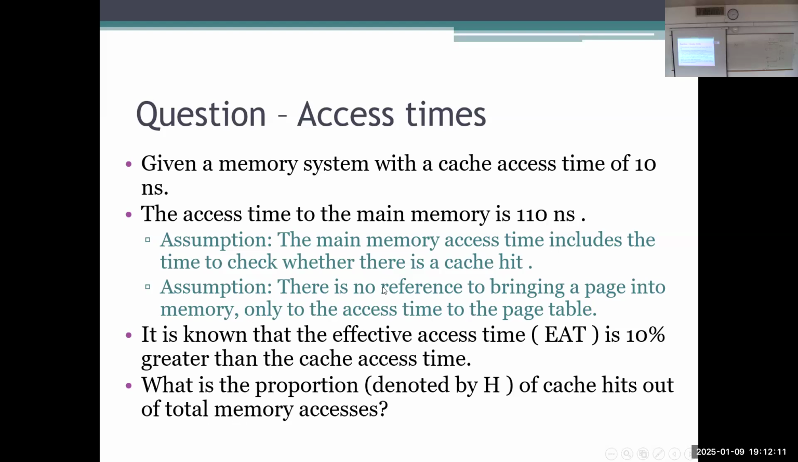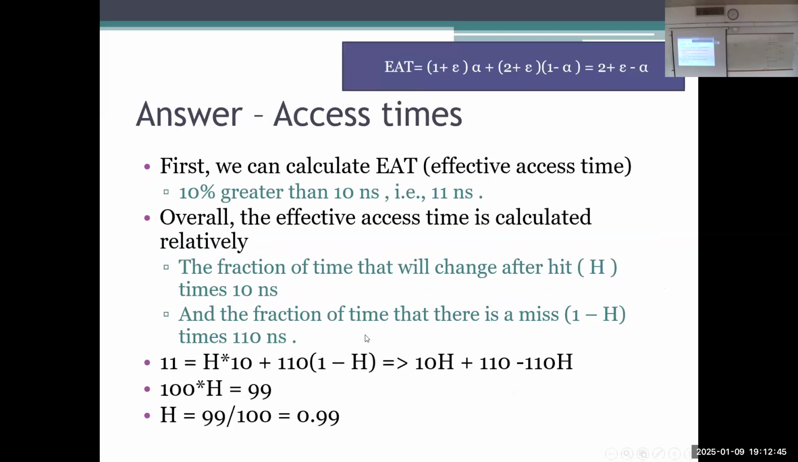We're not thinking about anything but just getting the memory; there's no reference to bringing the page into memory. That should really be the word page table, it should really be accessing the actual memory. Anyway, what is the proportion denoted by H of cache hits out of total memory accesses? In other words, how often do we get a hit and how often do we get a miss? It's really a question from computer architecture.